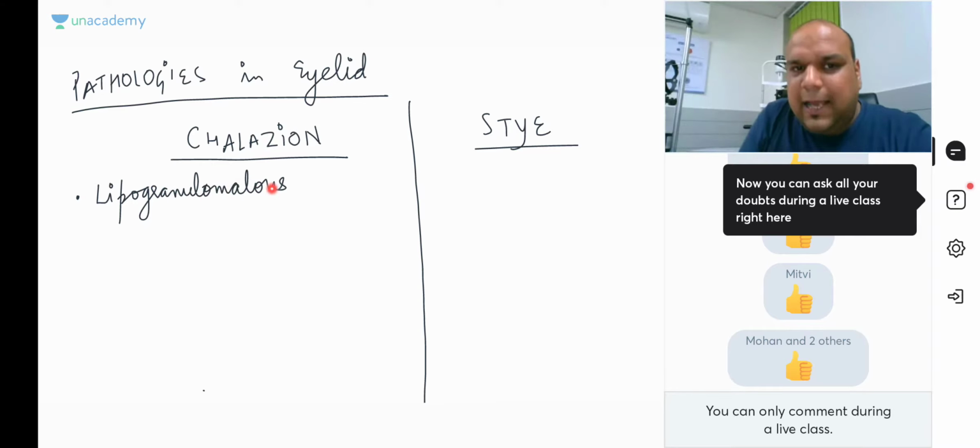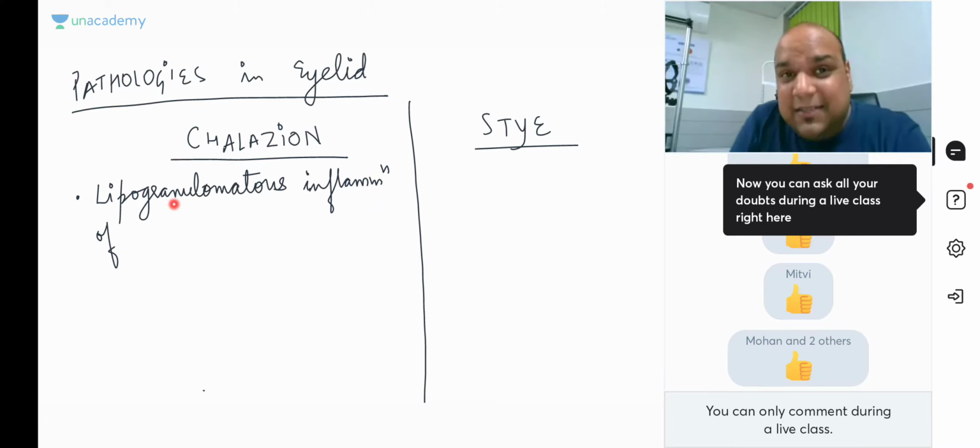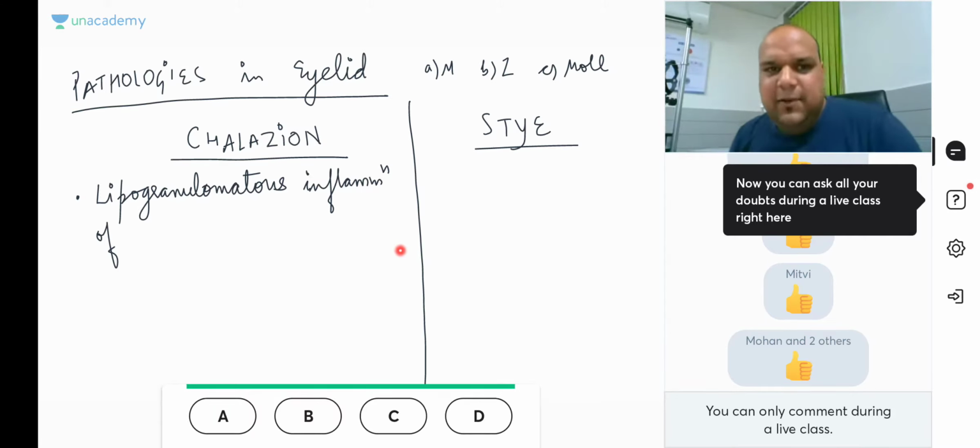Lipogranulomatous inflammation. Then the second question is which gland is inflamed? Meibomian, Zeis or Moll? Anybody can tell me. Option A, Meibomian, option B, Zeis, option C, Moll. In chalazion, which of the following glands is affected? Lipogranulomatous inflammation of this should be a very, very easy question for all of you.